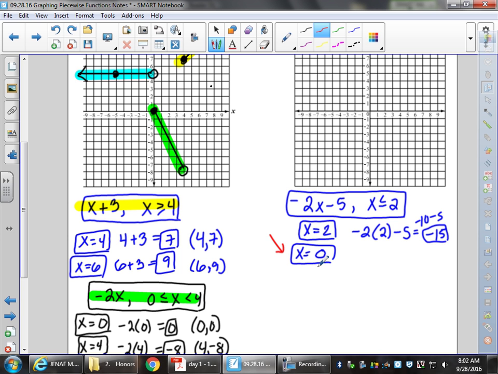Hear all the different answers? -1, what else? 1, -5. Anyone else have something different? So as long as your second value is less than 2, because we already did the equal to 2, as long as you pick something less than 2, like 1, 0, -3, -5, -8, it's completely up to you.